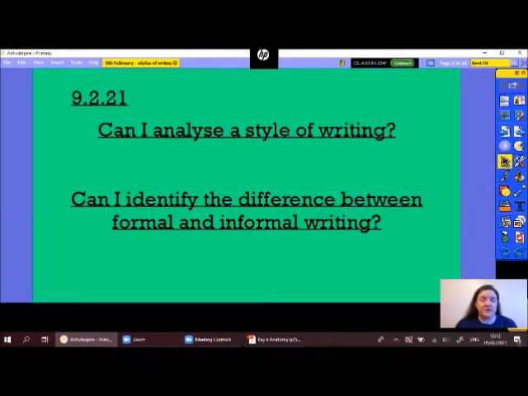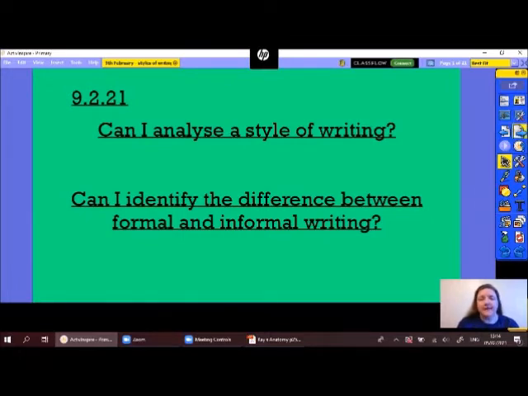Today we have two can I questions, but they're both quite related. The first one is, can I analyse a style of writing? Analyse just means look at things really closely. And can I identify the difference between formal and informal writing? You might have an idea about that one already.